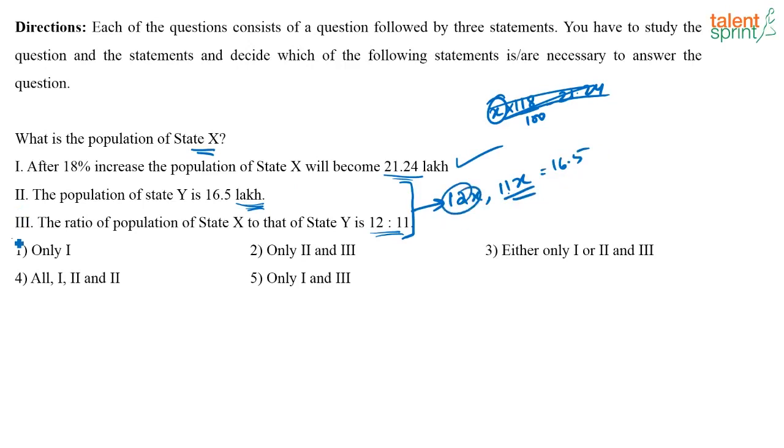So, if I combine statements 2 and 3, I will still be able to find out the population of state X. So, what will be your answer? Either only one is enough, or I have to combine 2 and 3 to get the answer. So the correct answer here is option B, either only one or 2 and 3. In such questions, when the first option is satisfied, like here the first statement satisfies, immediately don't mark the answer as option one. Always check all the statements and then mark your answer.